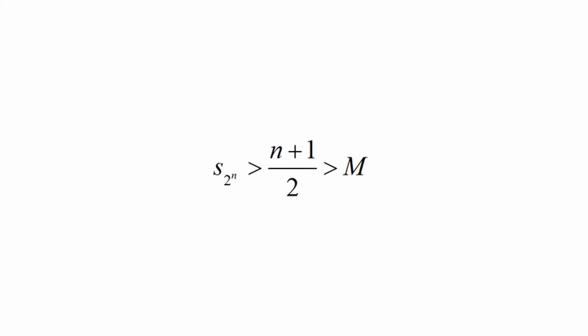If m is any constant, we can find a positive integer n such that n plus 1 upon 2 strictly greater than m. But for this n, S 2 power n greater than n plus 1 upon 2, which is greater than m. So, no constant m is greater than or equal to every partial sum of the harmonic series.